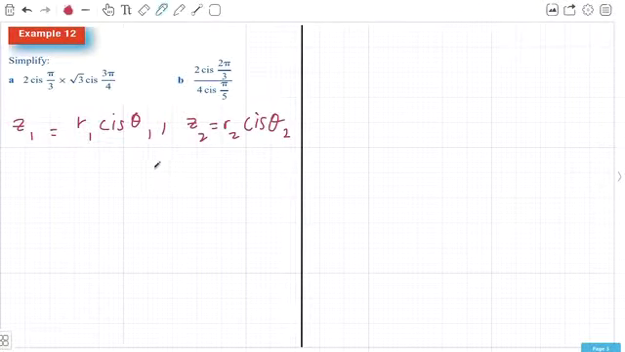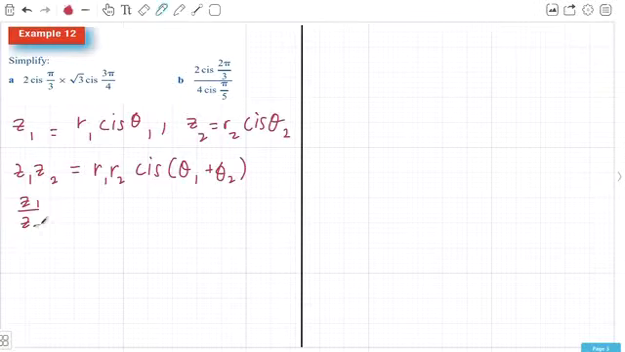Okay, with these complex numbers, if you're multiplying them, see if you can remember what the formula is. So multiply the moduluses together, add the angles. And can you remember the division one? Divide the moduluses and subtract the angles, subtract the one that's underneath. So they're our formulas that we're going to use.